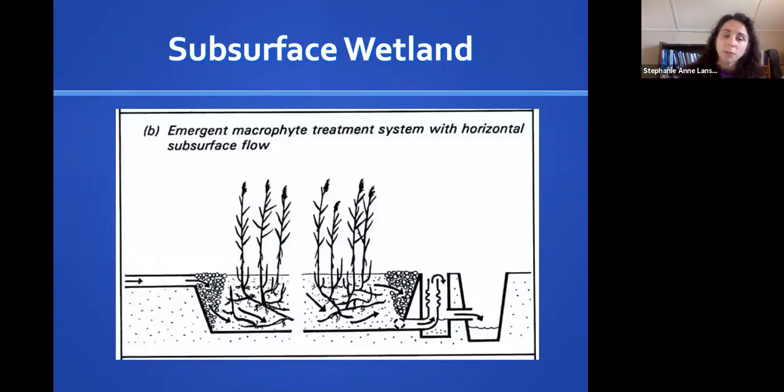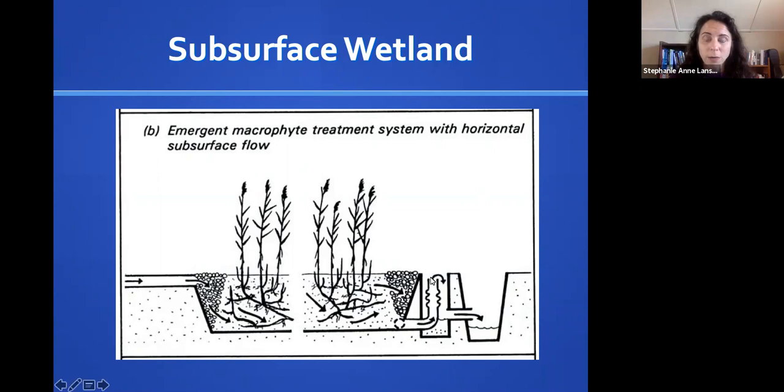In terms of subsurface wetland, here we're not going to see the water at all. So we're not going to get a lot of the stormwater surge control. We're not going to get as many wildlife habitat benefits, because all the water is going to be below the surface. So we're going to dig out here. We're going to plant our plants, and we're going to have gravel through this entire media. And we're going to have our plant roots within that gravel. And then it's going to move horizontally through.